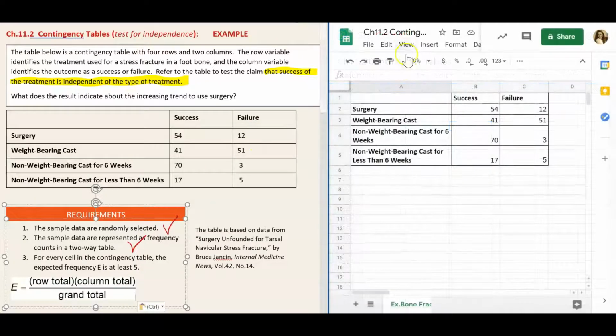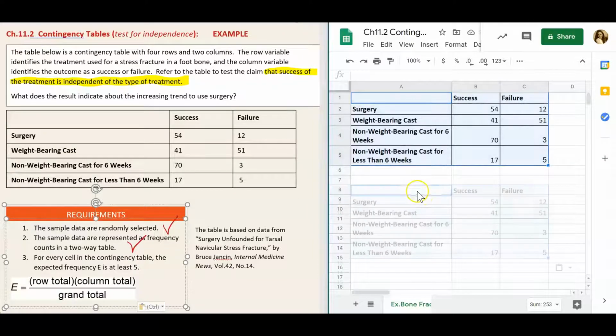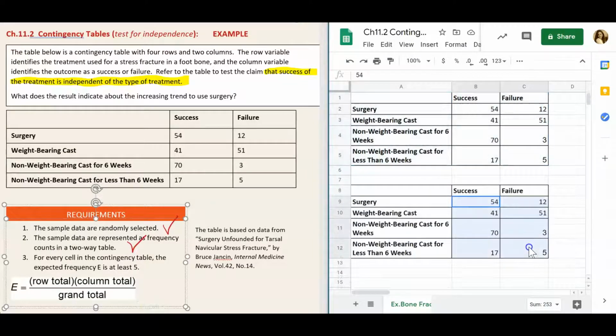I copy the data from my document to Excel. Let's create another copy. These are observed frequencies. We're going to create another table to calculate expected frequencies. I'm going to clear the cells. The expected frequency for the success category in the surgery treatment will be found by multiplying the row total by the column total divided by the grand total.